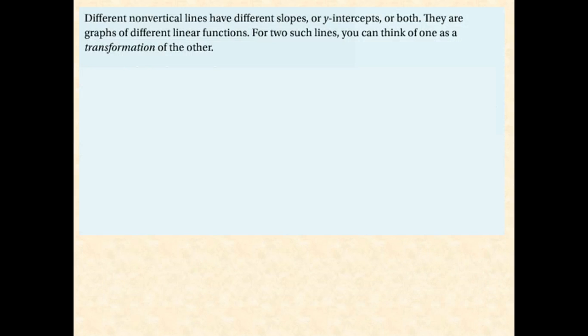Okay, so different non-vertical lines have different slopes. We say non-vertical because vertical lines don't have slopes, because their slope is undefined. So, if they're not vertical, they have different slopes, or different y-intercepts, or both. But they are graphs of different linear functions. For any two such lines, you can think of one as a transformation of the other. The transformation just means, here's one line, we're going to move it around and twist it a little bit and move it over here, and it's a different line.